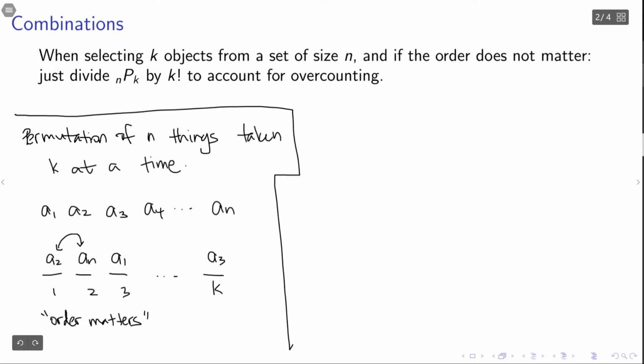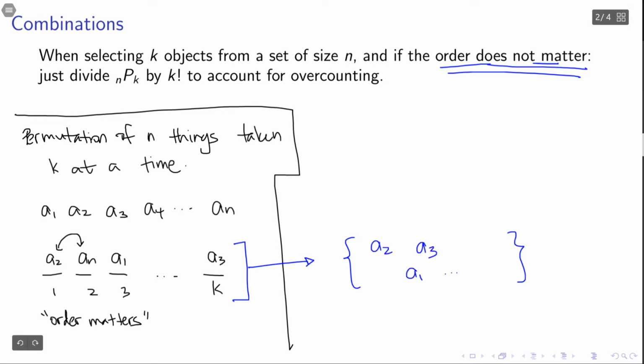Now for combinations, the only difference is that the order does not matter. Right? So the order in which we're taking these objects. And so instead of putting them in a row like this, we can simply imagine us just placing them into a set of size k, where it doesn't matter which element got put there first. As long as it's in the set, then it's in the set, and the order does not matter.